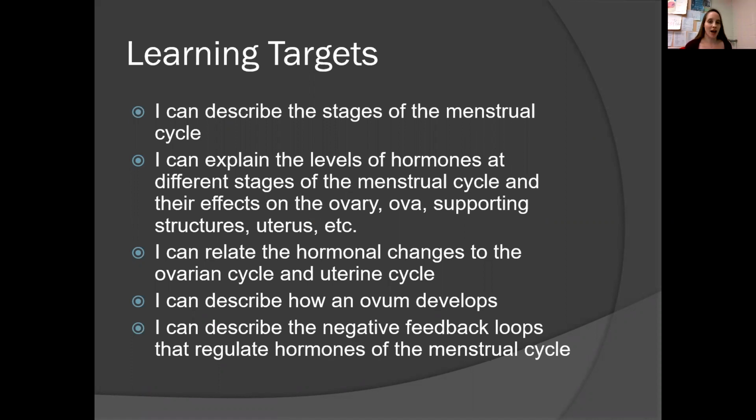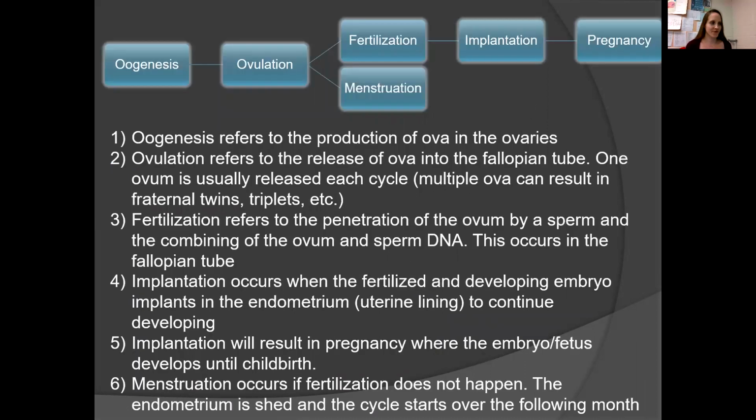We're going to talk about how the ovum or the egg develops. And then we're also going to briefly talk about some negative feedback loops that help regulate the hormones in the menstrual cycle. So we'll start by just talking about some of the different processes that can happen during the menstrual cycle. So oogenesis is the production of ova or eggs in the ovary.